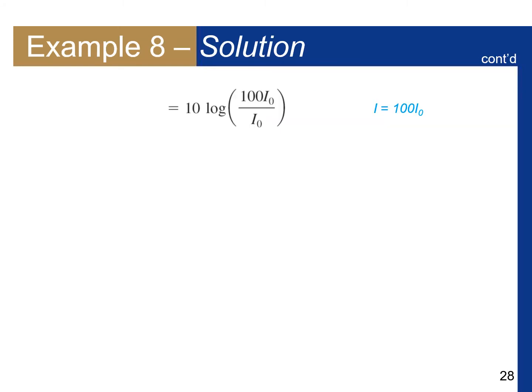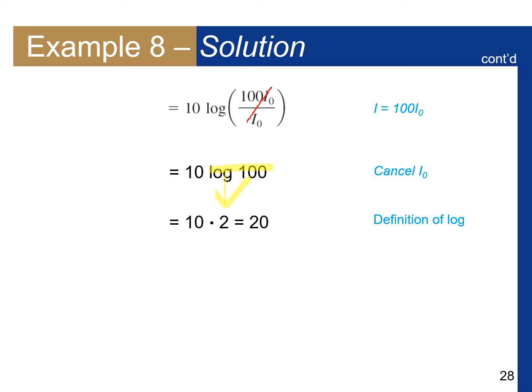Okay, so here we have our 10 log of 100 I sub 0 over I sub 0, and we know that these two will reduce. People say cancel, and that's going to drive me crazy, but we're reducing. So now we have 10 log base 10 of 100, and we know that log base 10 of 100 is equal to 2. So the loudness would be 20 decibels.